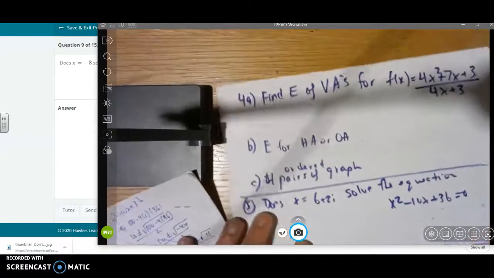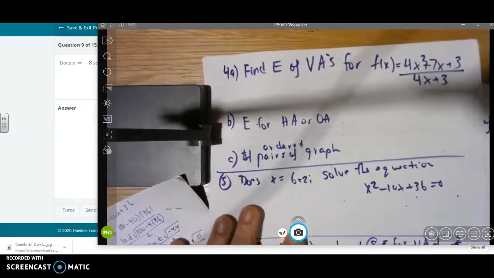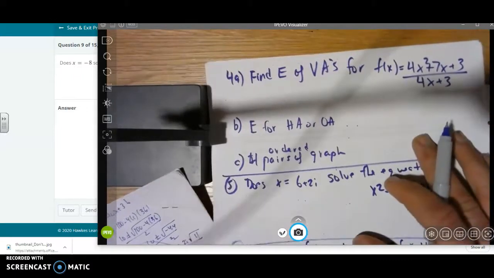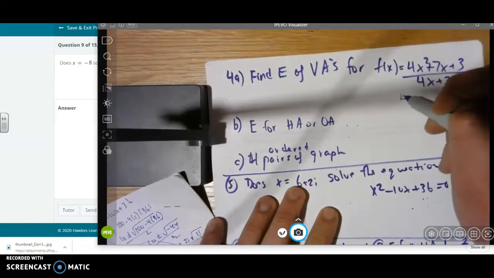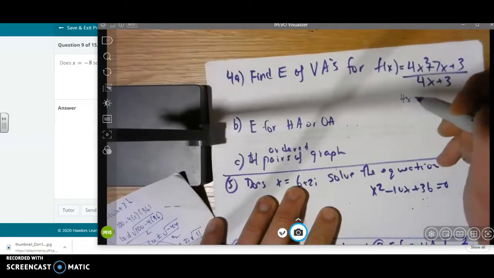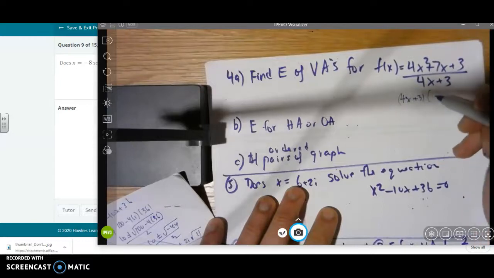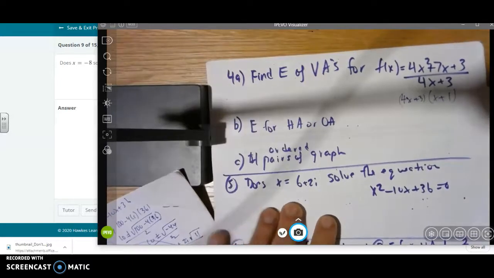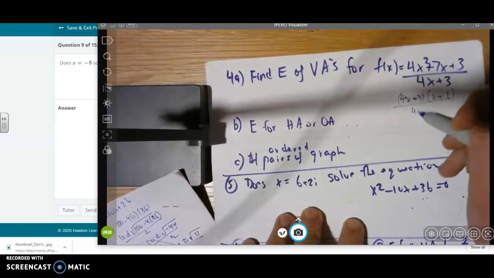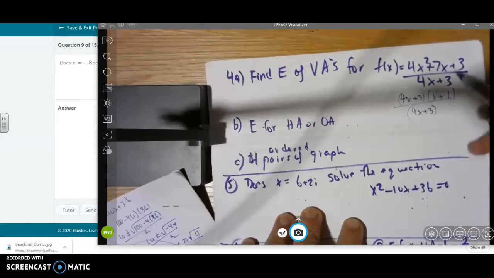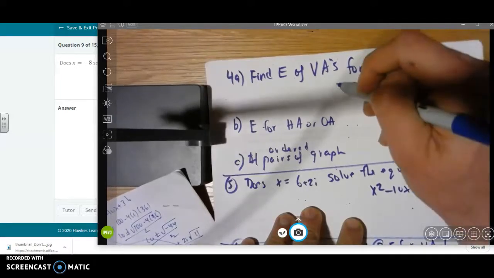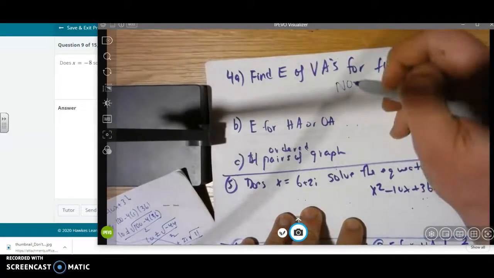Okay, the next one, number 4a, asks us to find the equation for the vertical asymptote. We have to be careful to factor that first to see if it factors. You can kind of cheat and see if 4x plus 3 works. You'll see that x plus 1 does work with 4x plus 3, because you get 4x squared plus, yes, it does work. So when you divide that out, you're left with x plus 1 in the numerator, so you have no vertical asymptote. It's going to be none here.